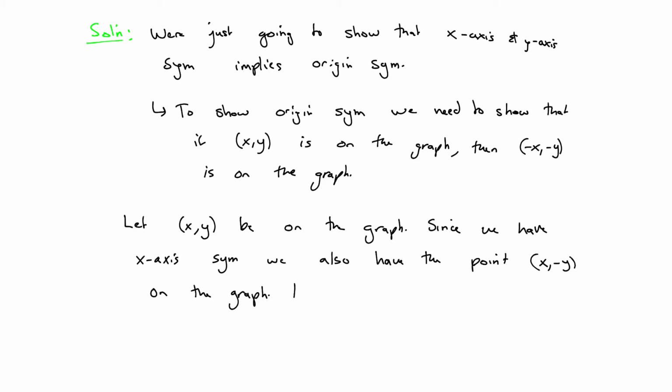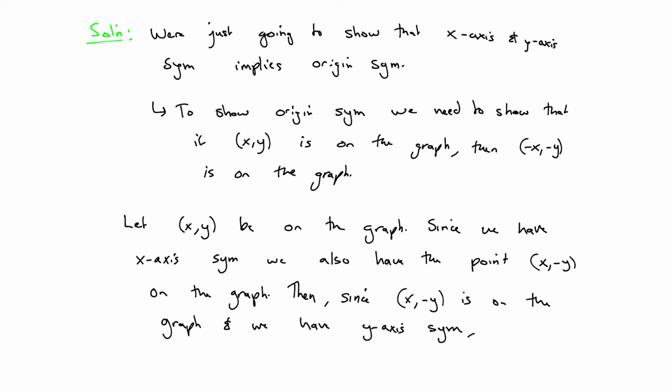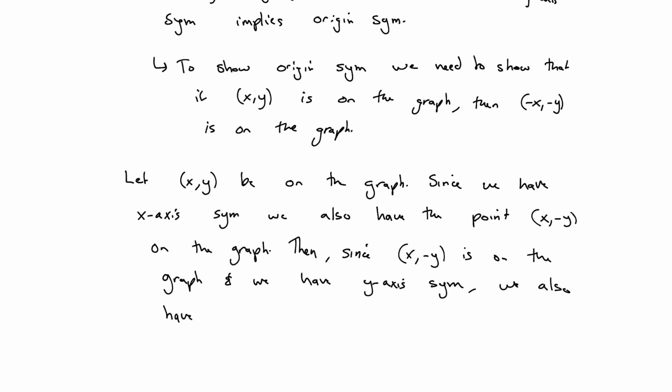Then, since x comma -y is on the graph, and we have y-axis symmetry, we also have the point -x comma -y. And we're done. Voodoo! I'll explain what I mean in just a second.